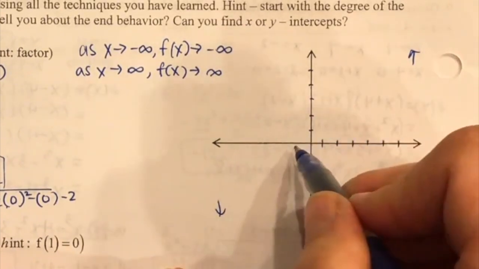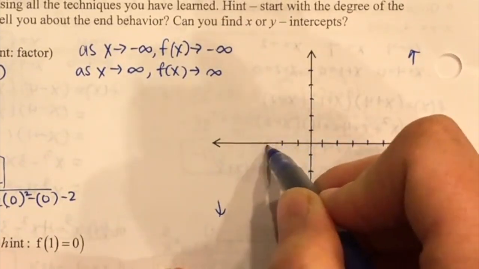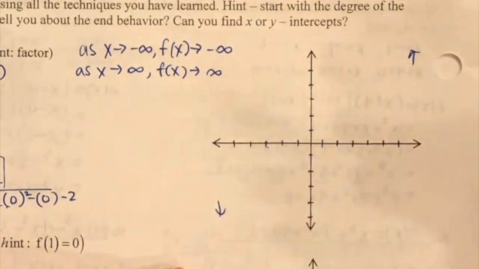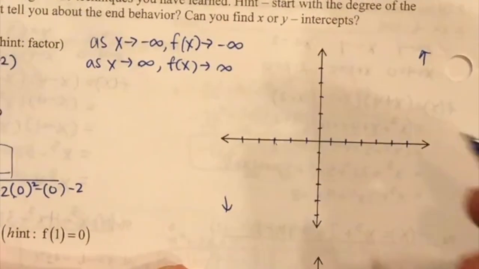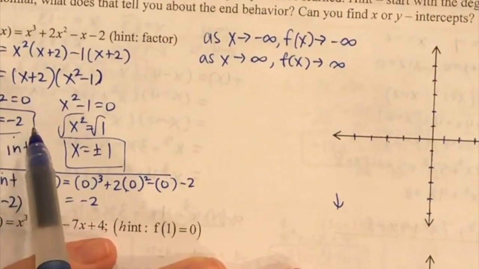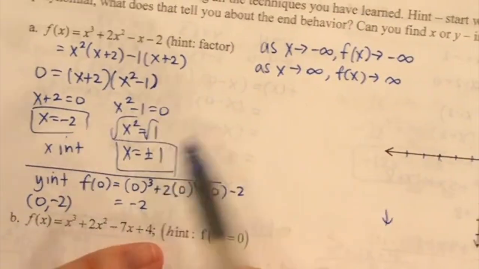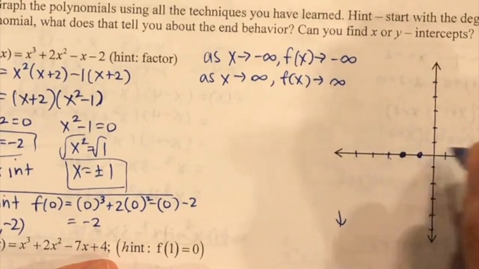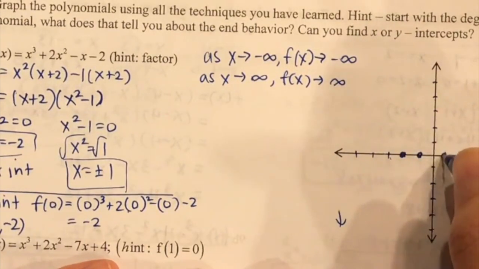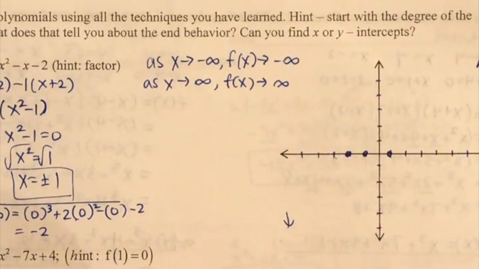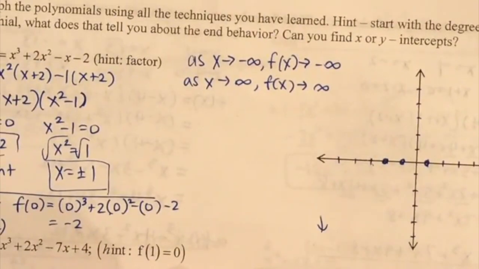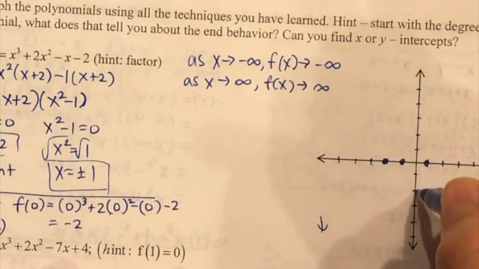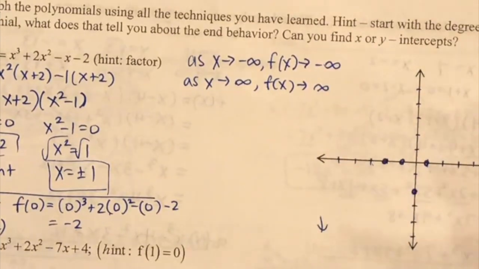I want to do my spacing as well as I can here. It doesn't have to be measured perfectly, but it should be pretty decent. Okay, and now I'm going to go back over here, and I'm going to grab my x-intercepts, my 3, and I'm going to go put them on. So I should have one at -2, -1, and 1. I also know that my y-intercept is 0, -2, so it should look like that.